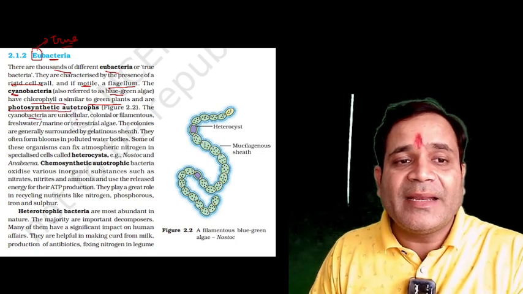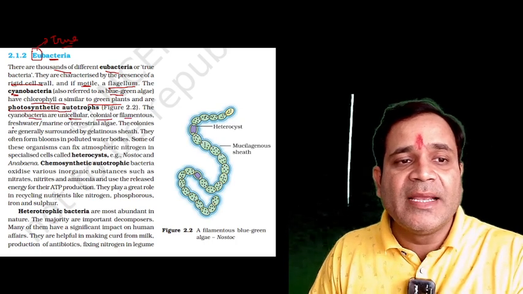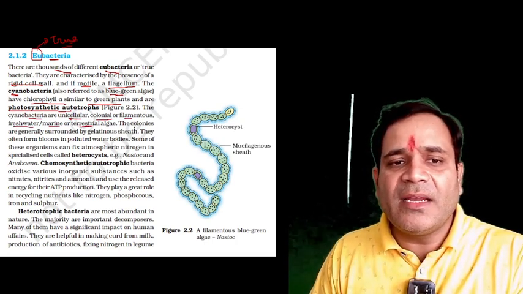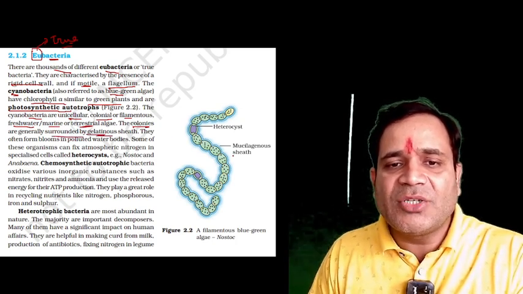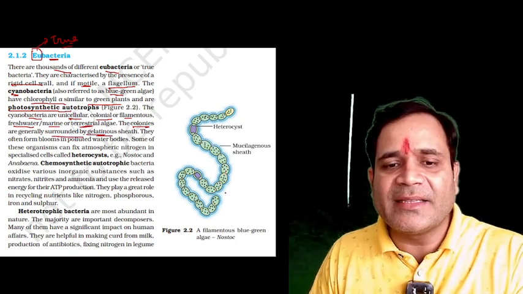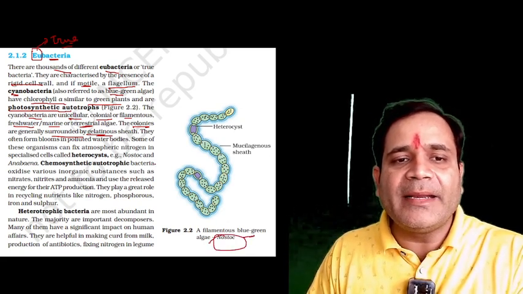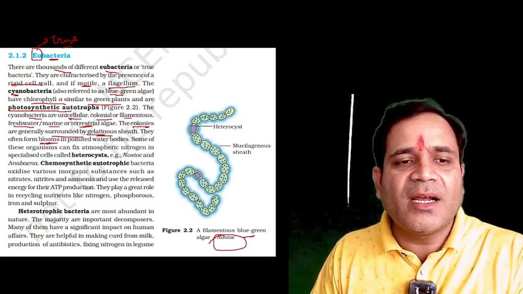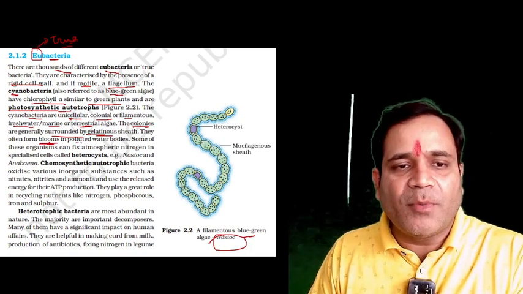Now the cyanobacteria are unicellular, colonial, or filamentous. They live in freshwater, marine, or some in terrestrial habitats. They live in colonies, generally surrounded by a gelatinous sheath. See here, the sheath is mucilaginous, as in Nostoc and Anabaena, blue-green algae. These gelatinous sheaths are mainly found in cyanobacteria, and they often form blooms. You know the blooms, an extremely large amount of bacteria found in polluted water bodies.